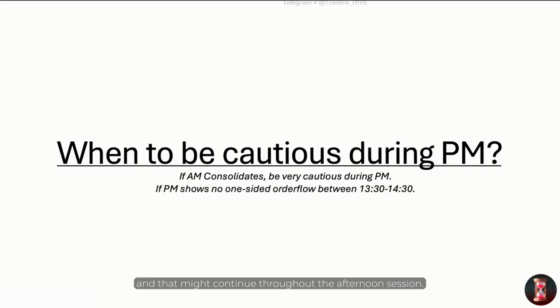Secondly, if PM shows no one-sided order flow between 1:30 PM and 2:30 PM, if that is the case, be very cautious with looking at the remaining 90-minute cycles of the afternoon session.